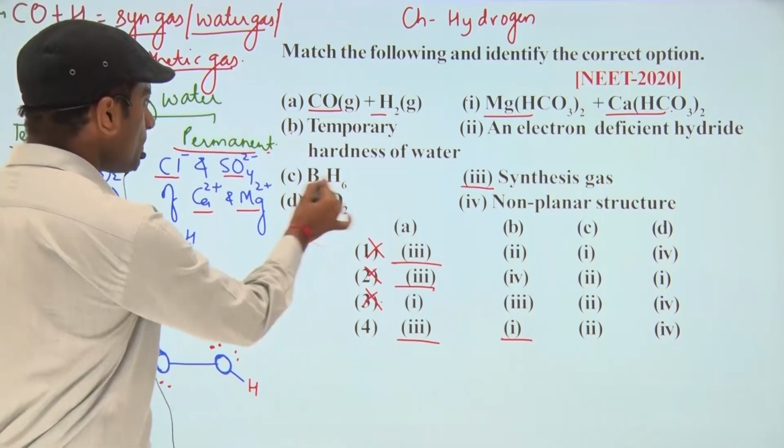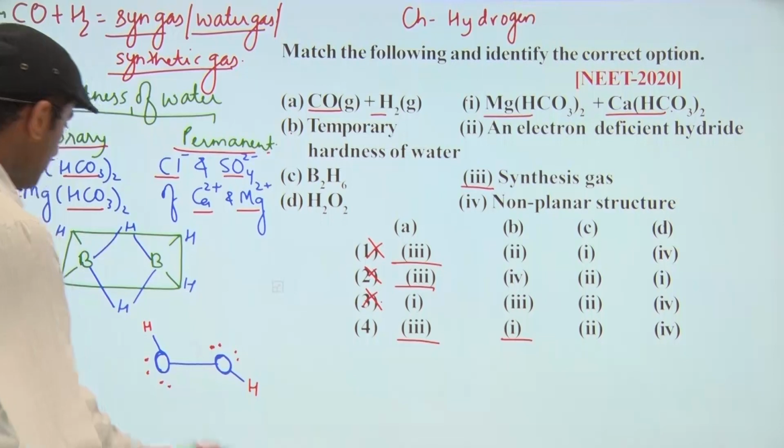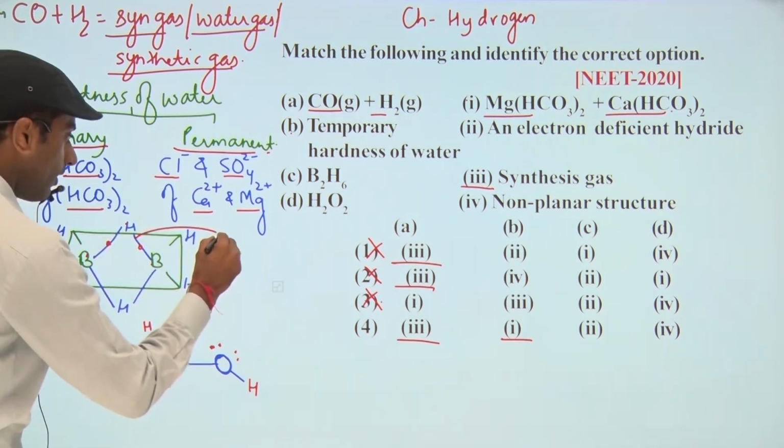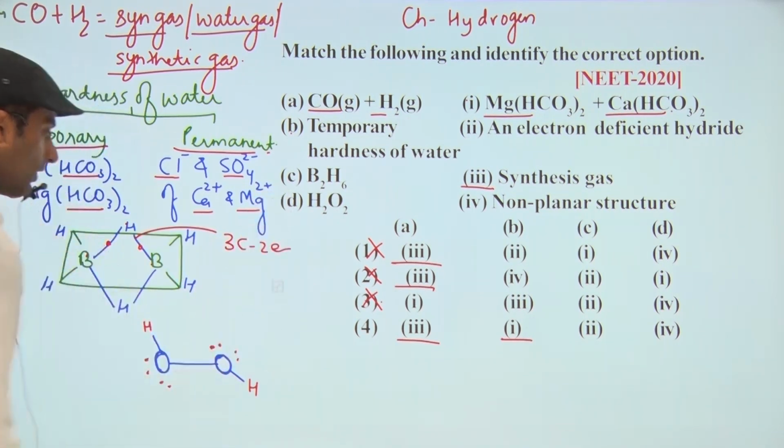Next, B2H6, diborane. Students, this is the structure and you can see that this is the banana bond. And here we are having 1, 2, 3. This is going to be called the 3-center 2-electron bond.